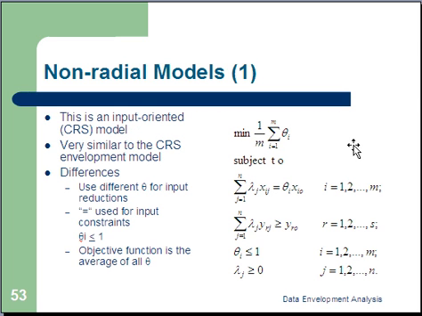And now you see a version of the CRS model. Instead of having one theta in front of all the inputs x, you have one theta for each input, and you're going to minimize the average of the thetas. Now I use the equality here because you're not going to get slacks, since you reduce each input individually. So you can always hit the frontier.